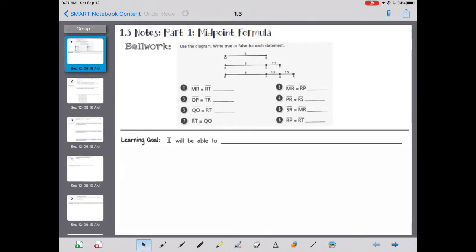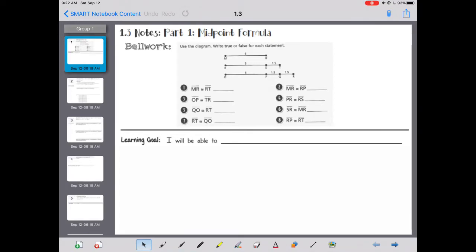All right, Unit 1, Section 3. Section 3 we're going to divide into two pieces. First part, we're going to talk about the midpoint formula. Second part, we're going to talk about the distance formula. It's two formulas. You've got to memorize them. The first one we're going to talk about is the midpoint formula.